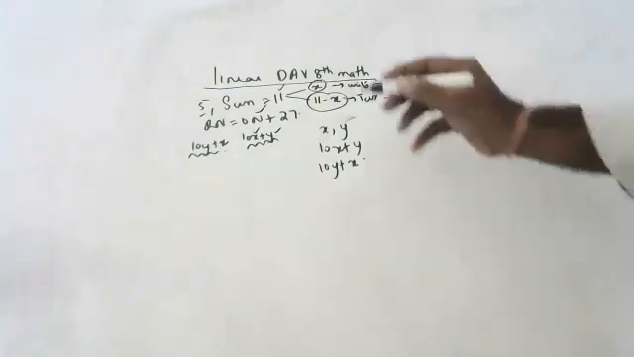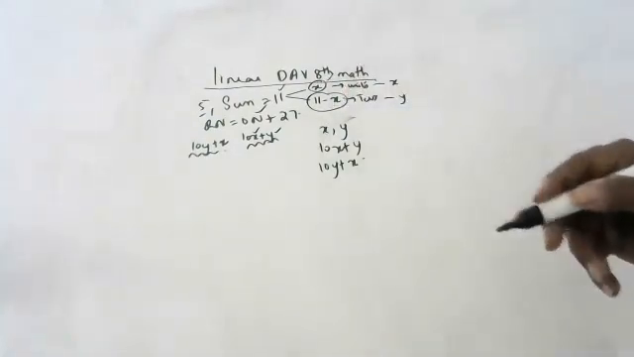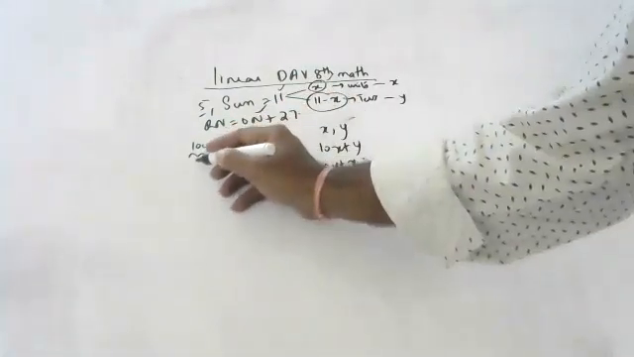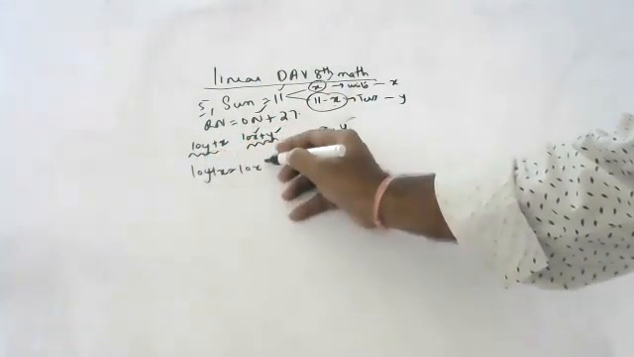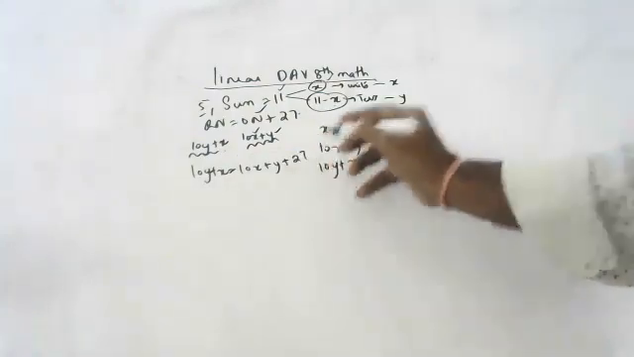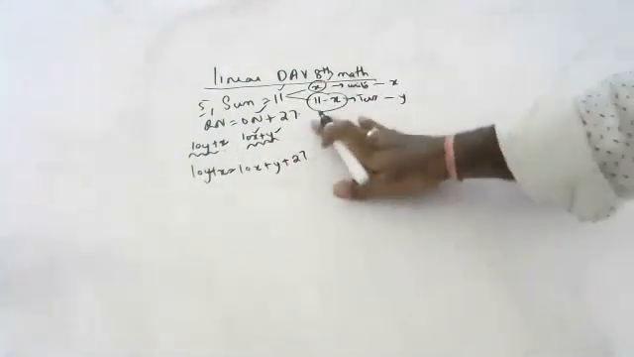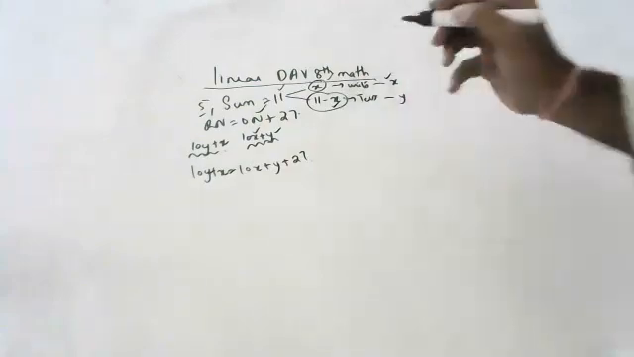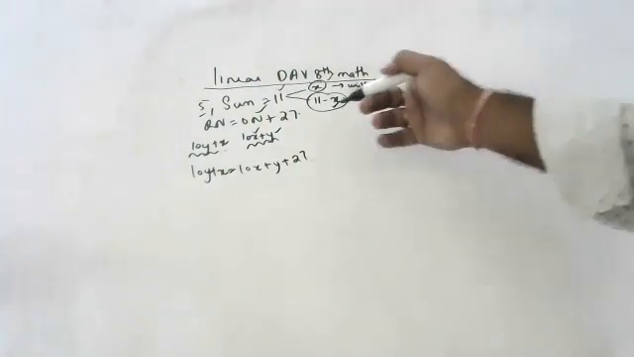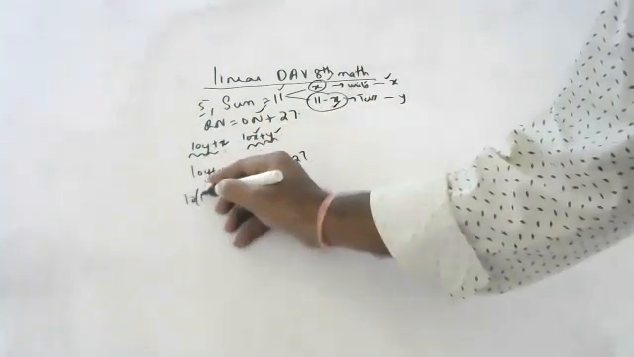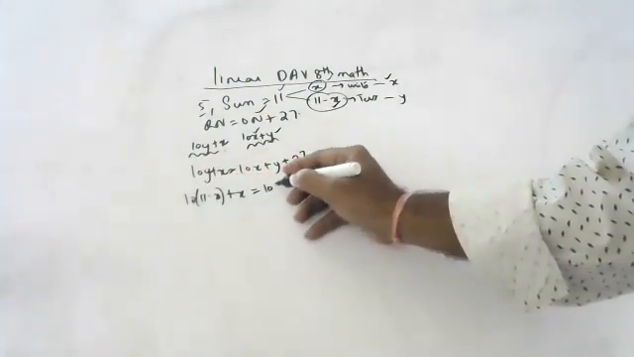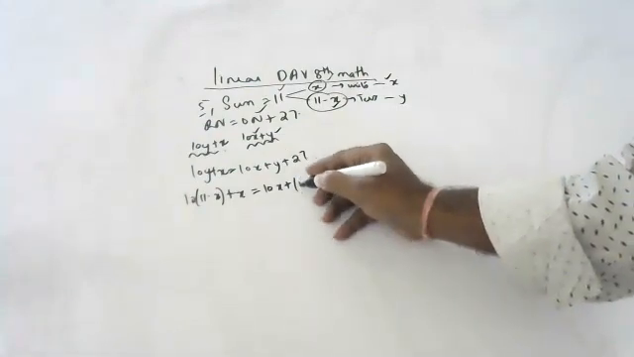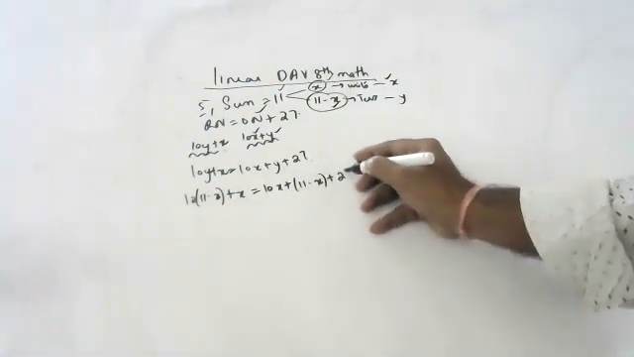Because this is linear equations in one variable, we have to take only one variable. One is x, the other one is 11 minus x. So the reverse number is the original number plus 27. Wherever y is there, put 11 minus x. Wherever x is there, put x. So 10 into 11 minus x plus x is equal to 10 into x plus y, that is 11 minus x, plus 27.